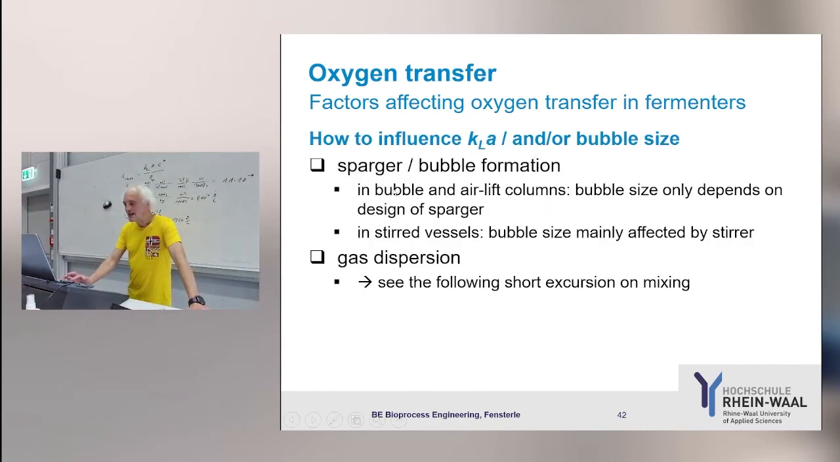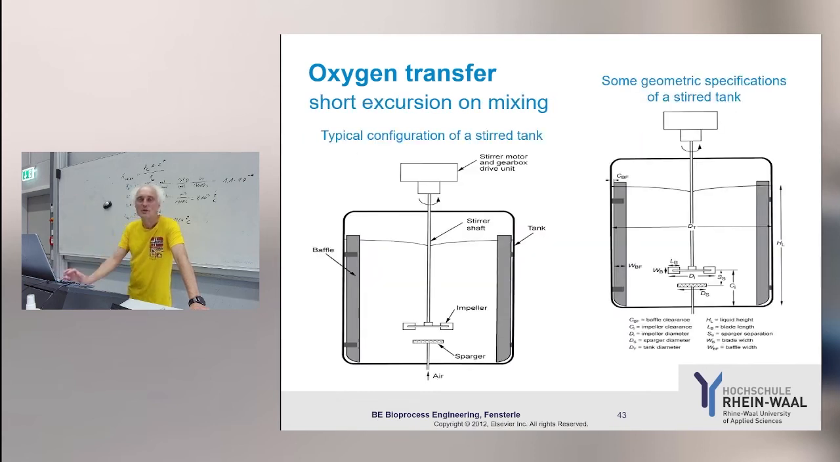Okay. Now, how can we influence kLa and our bubble size? And we talked about that. This is what you did today. In principle, sparger and bubble formation is something you can change. However, in our stirred tank reactors, what affects bubble size is the stirrer. If you have an airlift reactor, of course, that's the only thing you can do. But unfortunately, the bubbles don't stay as they are at the beginning. They coalesce and so on, and you have very complex patterns. You will see that when we look at reactor designs.